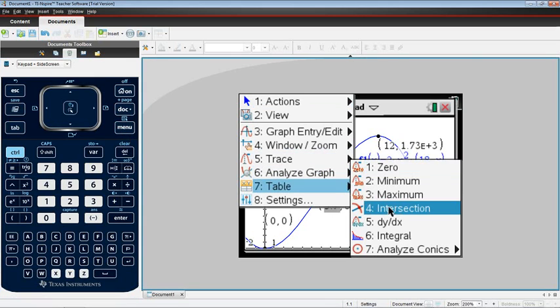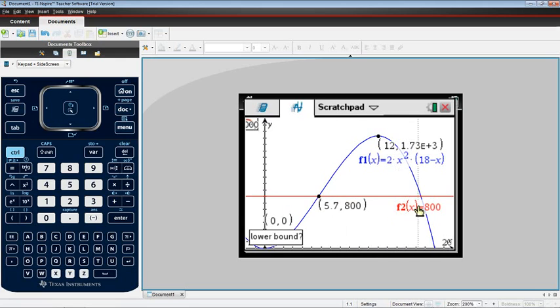Bummer. All right, well, I'm not going to let that stop me. I solved this problem earlier. I know from my earlier work that the exact value there is 5.7034. Sorry that I'm not getting this exactly right in the video, but the correct answer here to 3 decimal places is 5.703. Then we're going to go to Menu, Analyze Graph, Intersection.